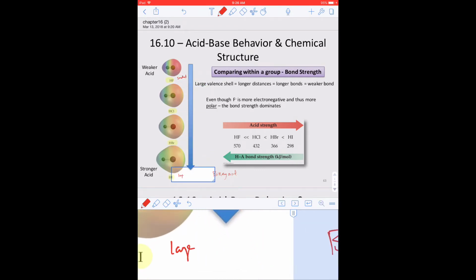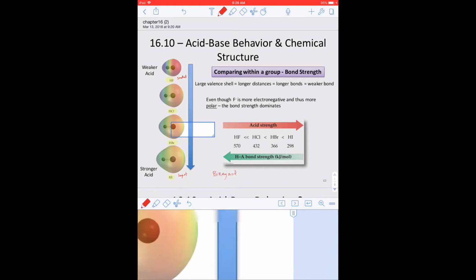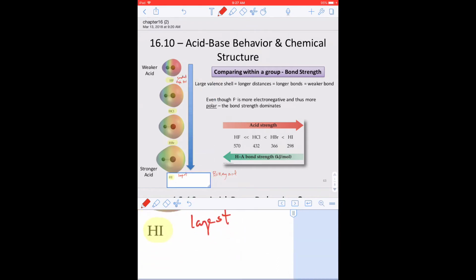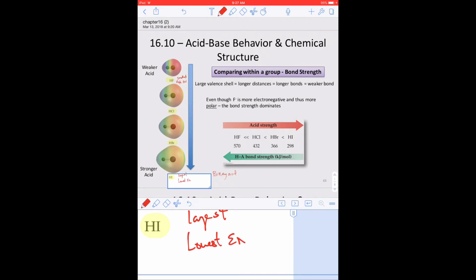We add a valence shell each time, so we get bigger and bigger and bigger, and that hydrogen wants to interact with the valence electrons on that atom, the F, the Cl, the Br, or the I. So we have the largest on the bottom and the smallest on the top. Also, if we think about the halogens, as you go up the periodic table towards fluorine, we have fluorine with the highest electronegativity, and then iodine, which is also electronegative, but not as electronegative. So this is the lowest in the series in terms of electronegativity.